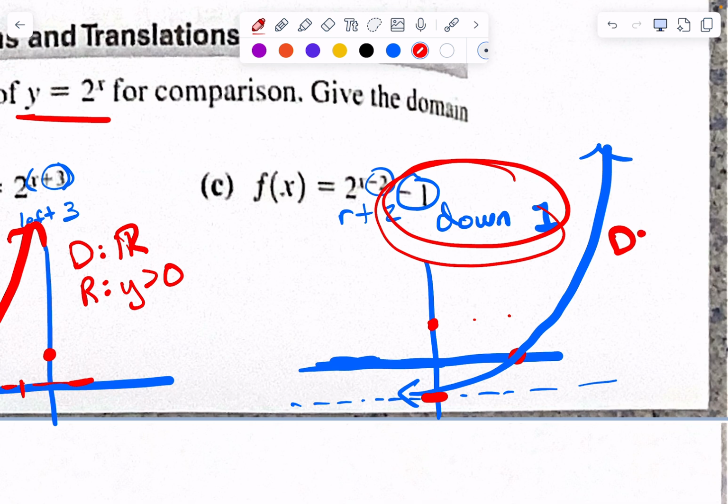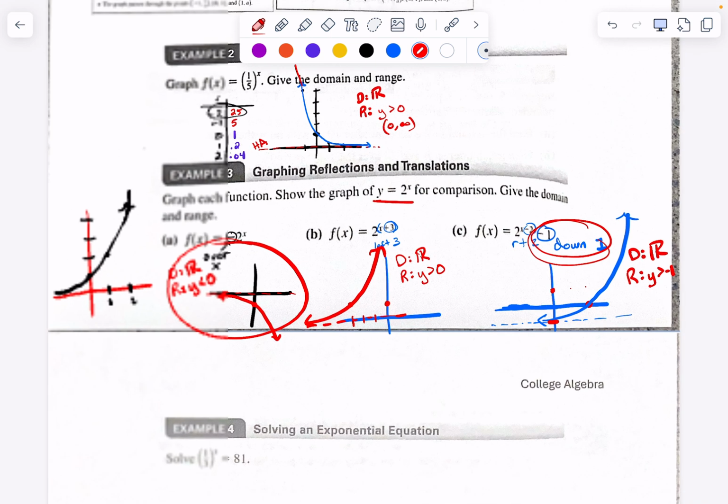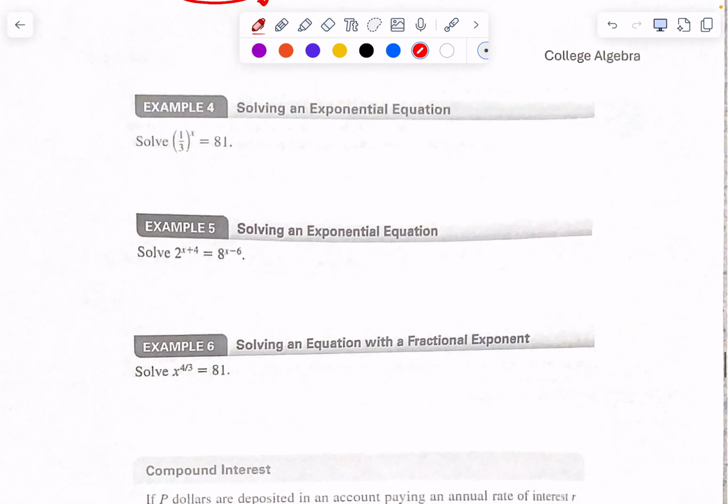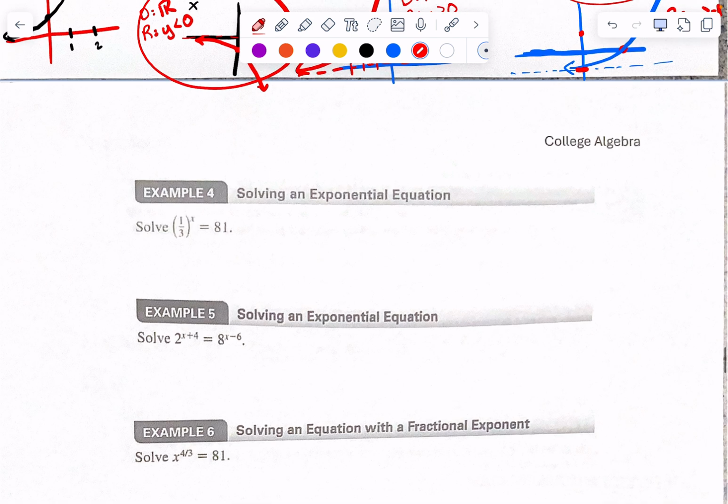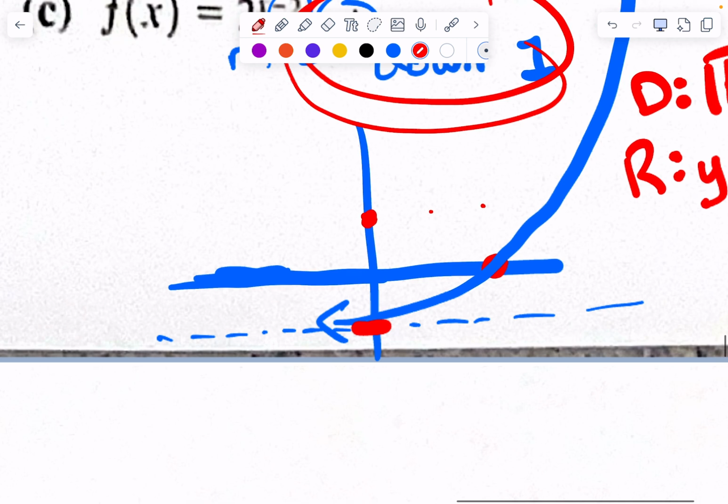Domain for C? All reals. Range? Greater than -1. Awesome. Yep. Greater than -1, because -1 is where your asymptote is at. Okay, good. All right, let's do 4 and 5, and then we'll quit.